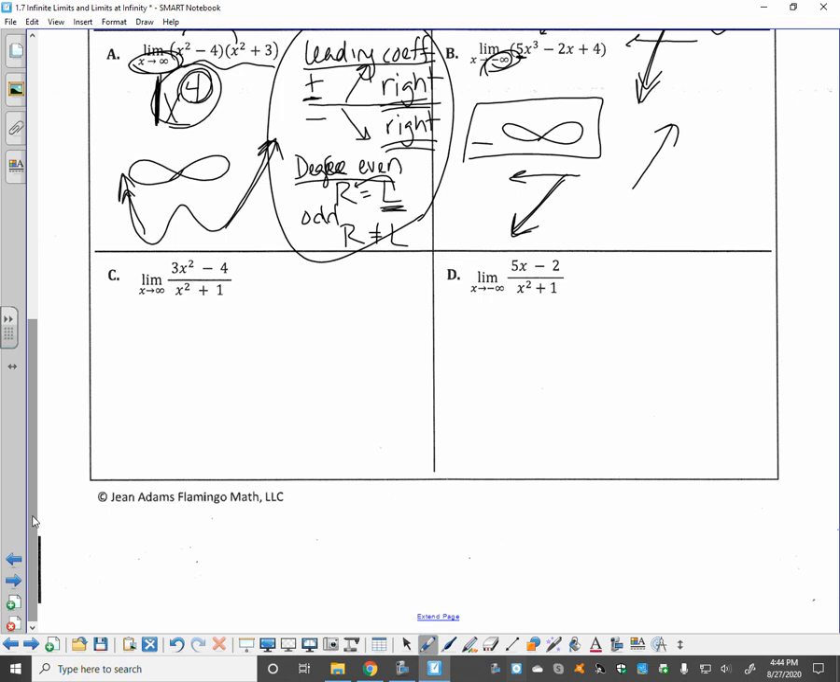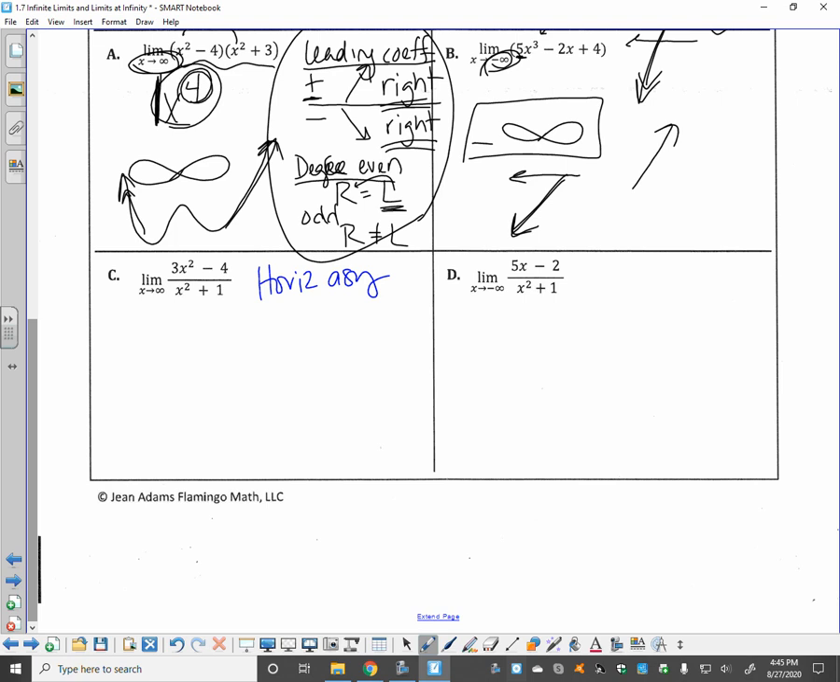C. Now, C and D are both rational functions. So I need you to think horizontal asymptotes, not vertical asymptotes. Verticals are the easy ones. That's where the denominator should equal 0.